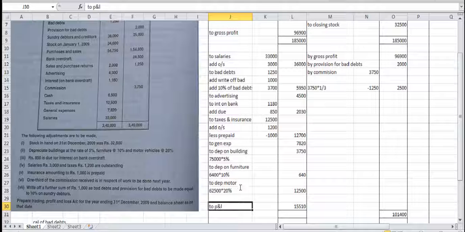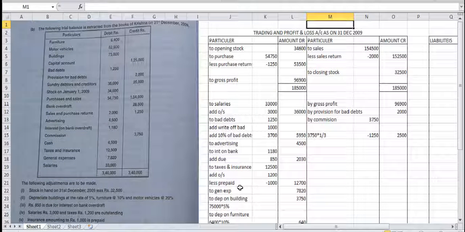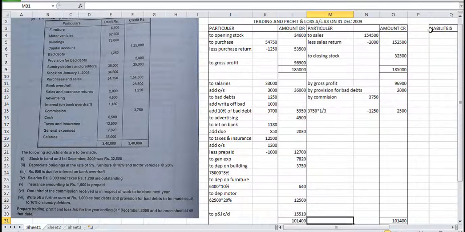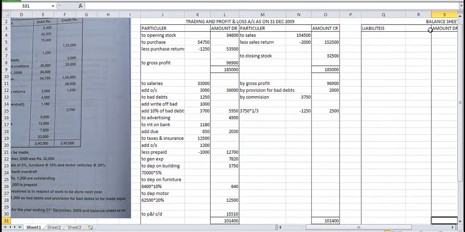Two profit and loss account carried down, total 15,500. Here also write the total amount 1,01,400. This is the trading and profit and loss account. You can prepare the trading and profit and loss account. If it is a company name, also write trading and profit and loss account of XYZ Limited as on 31st December 2009. This is the trading account, and here it is the profit and loss account. This is the profit.